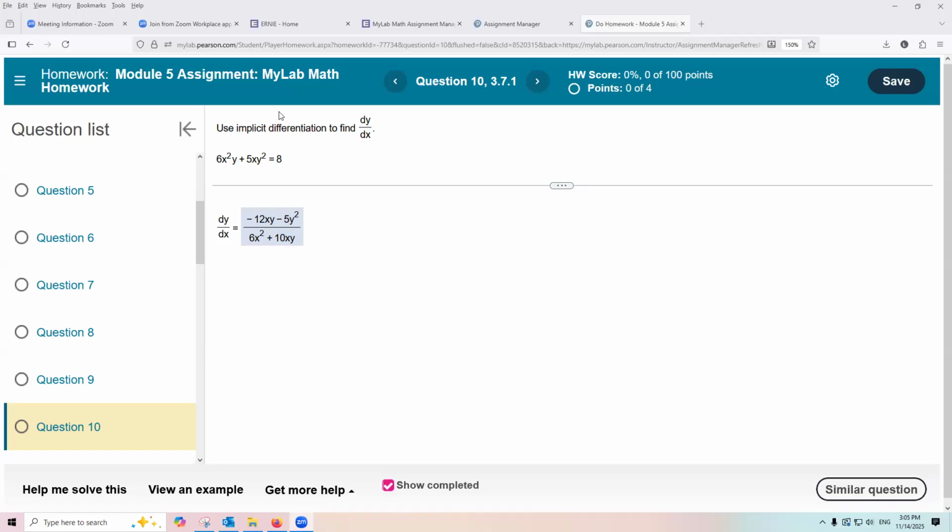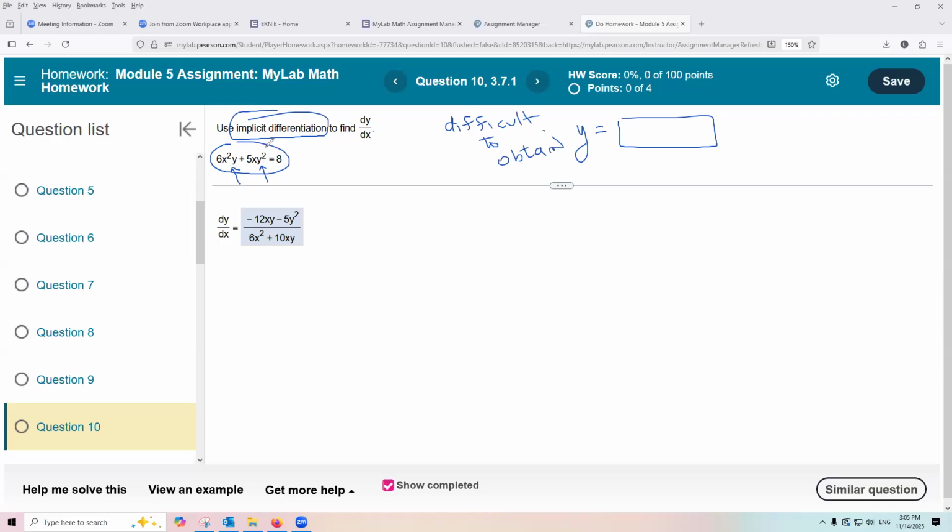One topic is called implicit differentiation. And what that is referring to is when you have an equation that has a y or a y squared embedded in the equation where it would be difficult to get y by itself. So it's difficult to get y by itself. You can use a method called implicit differentiation.